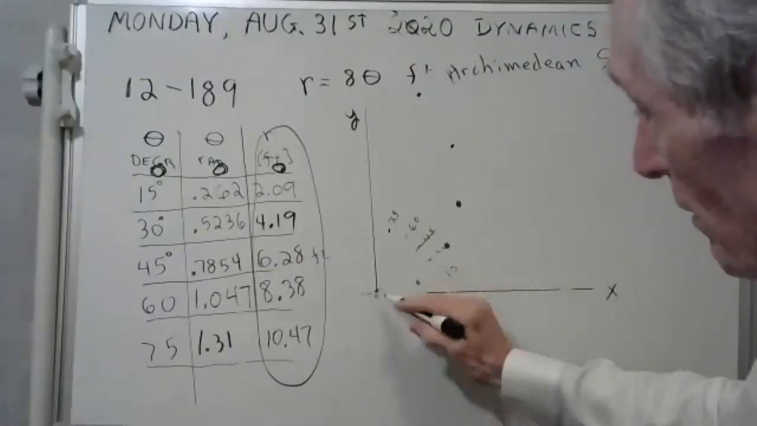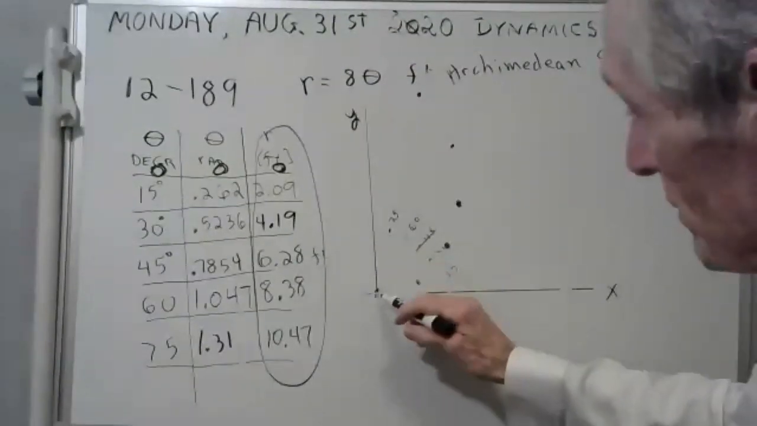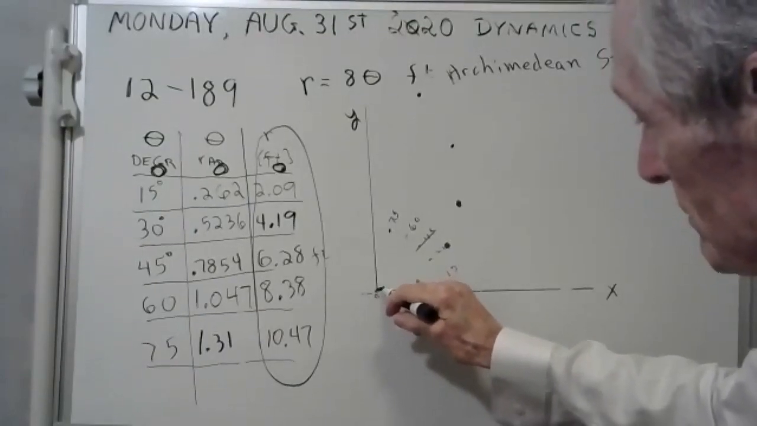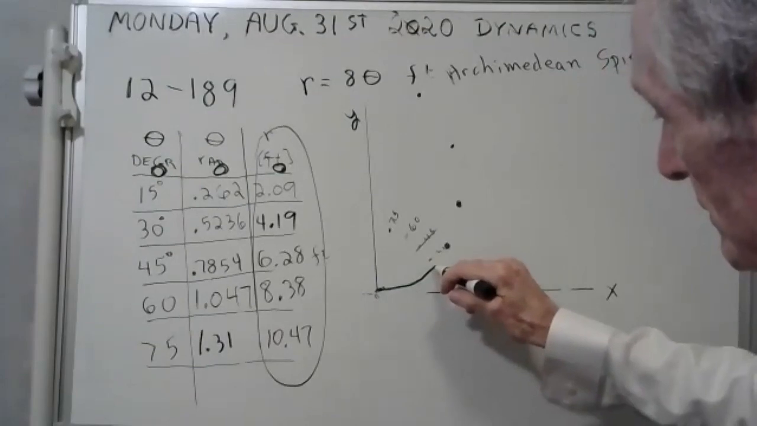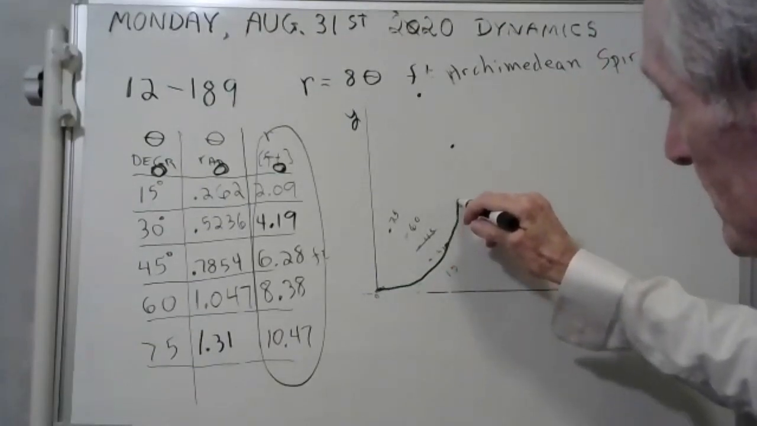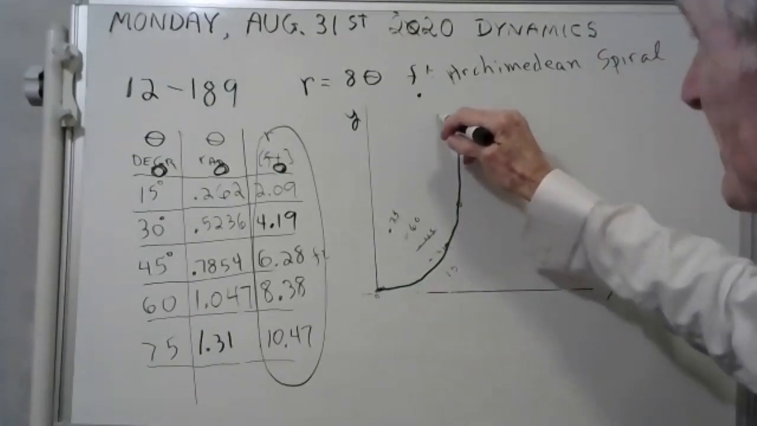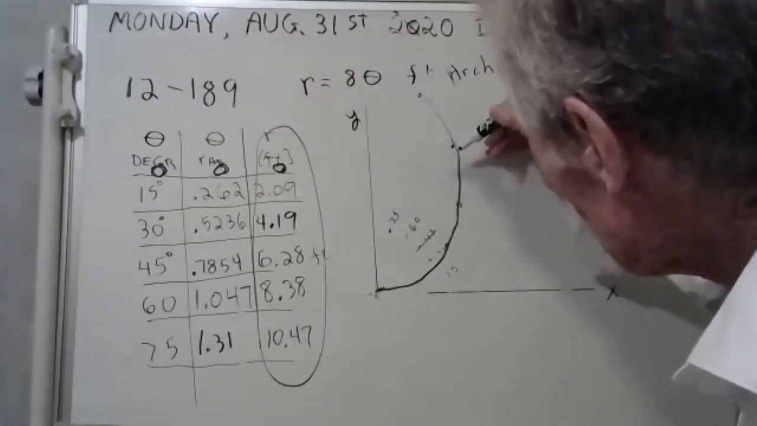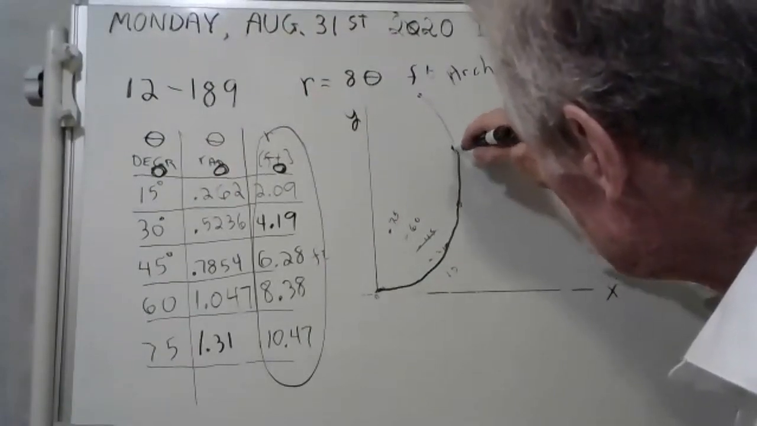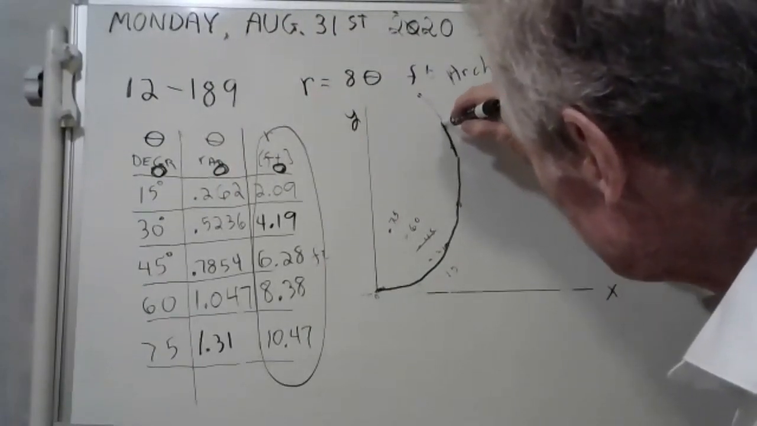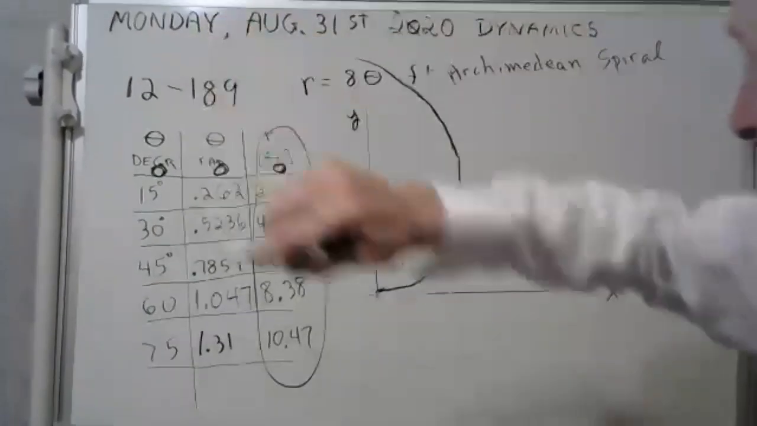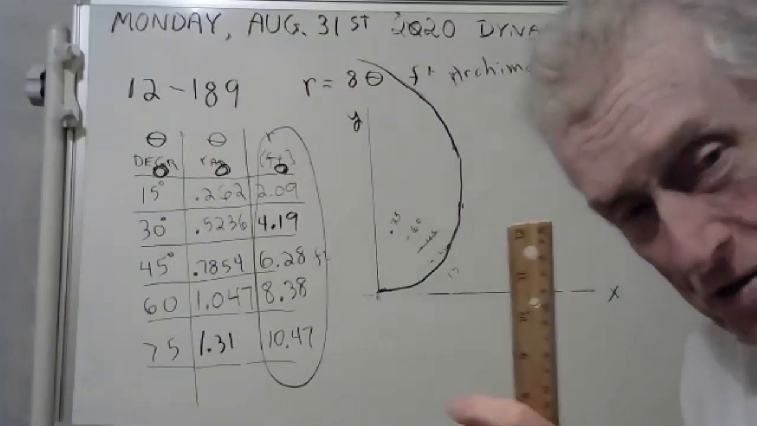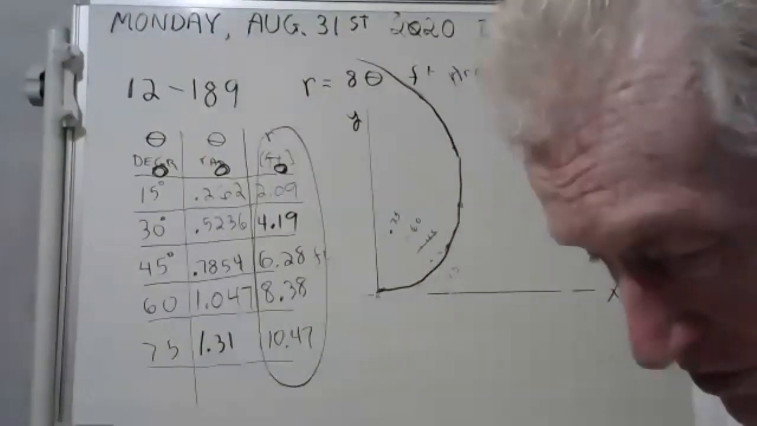Okay, here comes our spiral, our Archimedean spiral. It goes like this. I missed that last part. Try that again. There you go. Archimedean spiral, and I did it right that time. And I measured it, and I measured the angles.